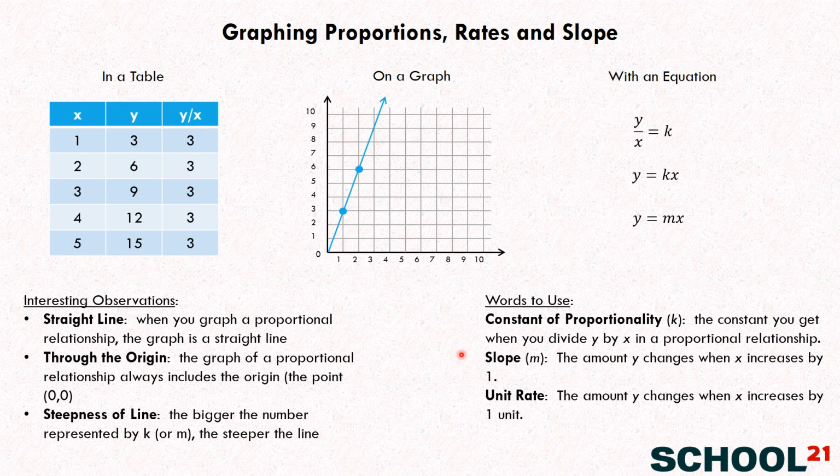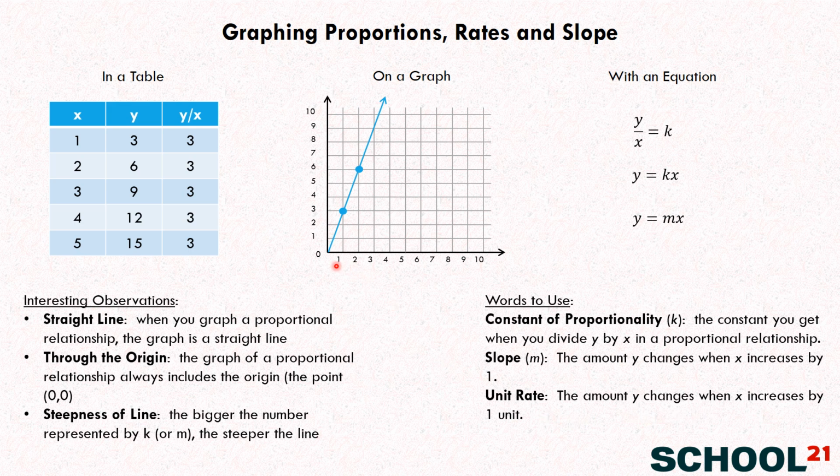Okay? If you're talking instead about a line, same number as the constant of proportionality, but now we're going to call it the slope, and we're going to use the word m instead. And then the final thing is if you're talking about rates, like how fast something is going, a lot of times that also can look like a line. And the rate, instead of talking about the slope or the constant of proportionality, the same number, that slope, is called the unit rate. And it's the amount that y changes when x increases by 1.